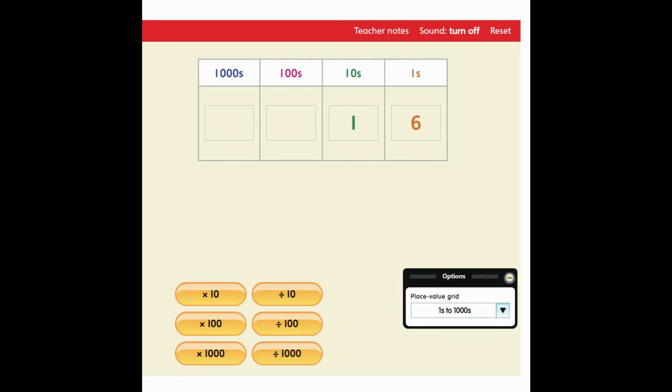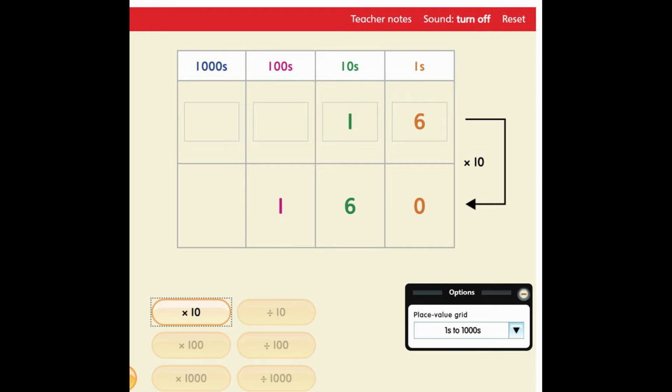Here we have the number 16, so we're going to multiply this by 10. So all of the digits move one column to the left, and the 0 joins the line. 16 times 10 therefore becomes 160, and we have our 0 in the ones column, where the 6 used to be.